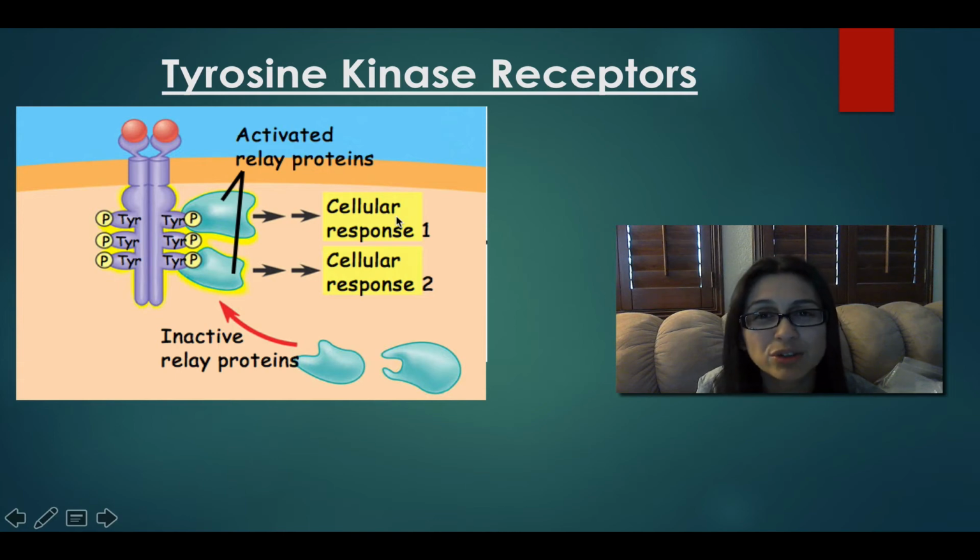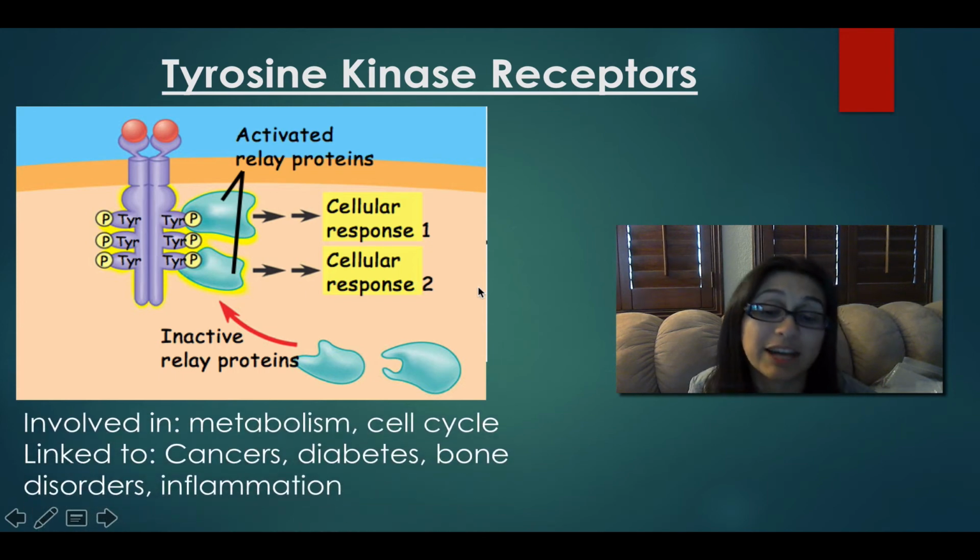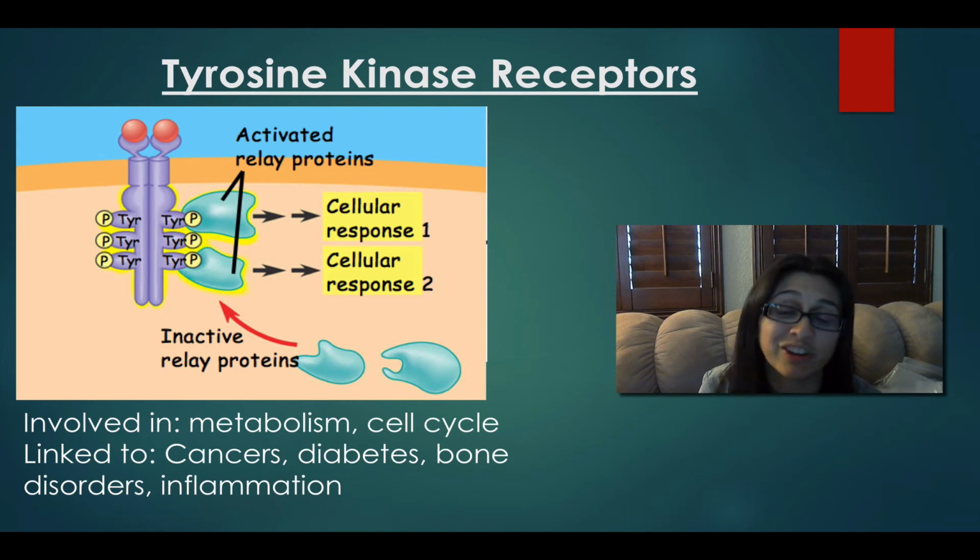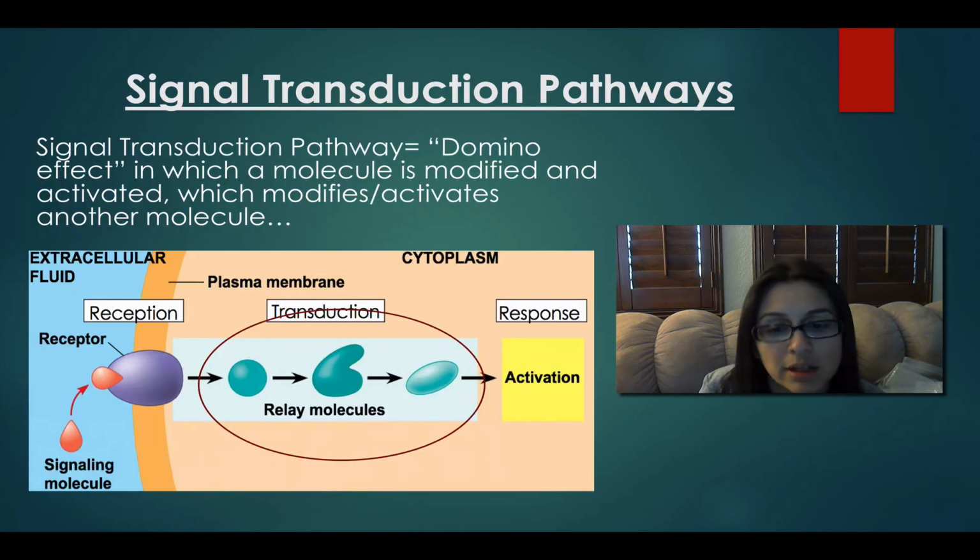When you look at the other ones, it's usually one very specific cellular response that it's going to lead to. Here, you can actually get more than one cellular response when two different relay molecules bind to two different parts and lead to two different cellular responses. Tyrosine kinase receptors are involved in metabolism and the cell cycle, so those are pretty big deals. And research has actually linked problems with tyrosine kinase receptors to cancers, diabetes, bone disorders, and even inflammation. So clearly these have a very important role in our cells, involved in communication and getting cells to do different things. All right.